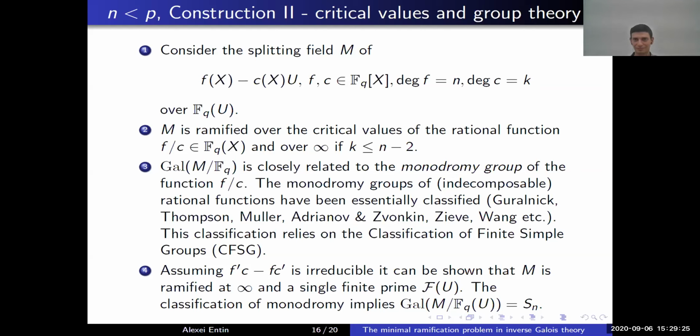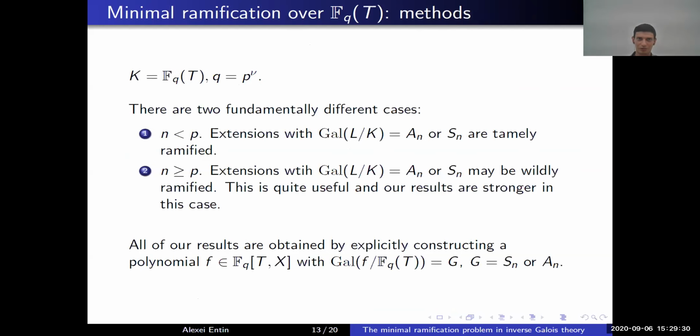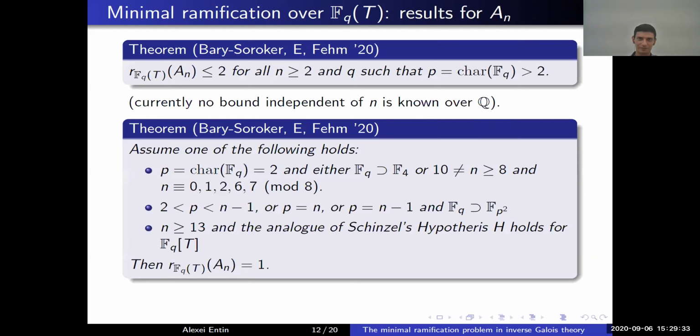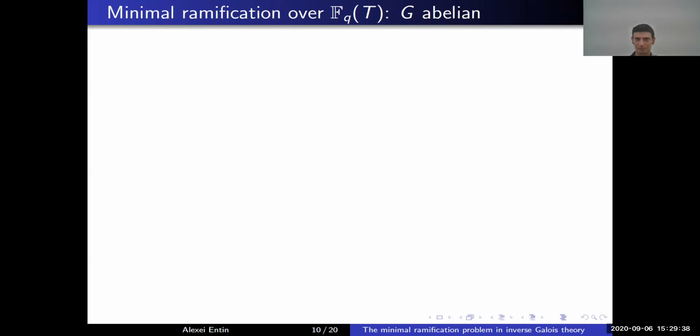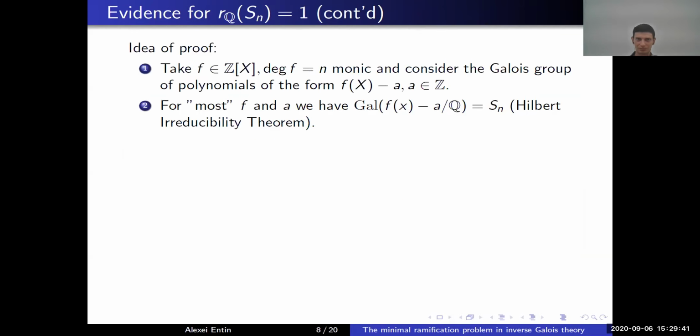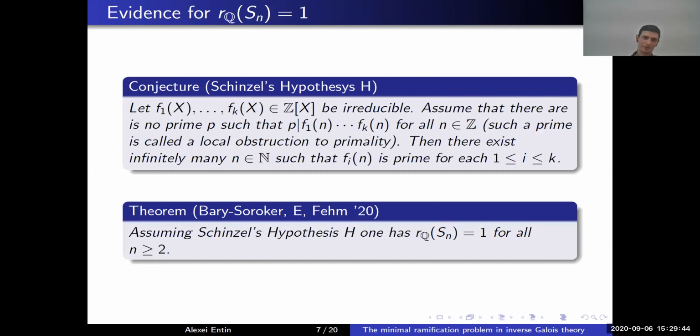Wait, you can use just Schinzel to get at most 2, right? No, in fact, for the case of S_n, we actually obtained 1 under Schinzel's hypothesis H, and for the case of A_n, we didn't do it yet, but in principle it may be possible as well. Okay, that's interesting, thanks.